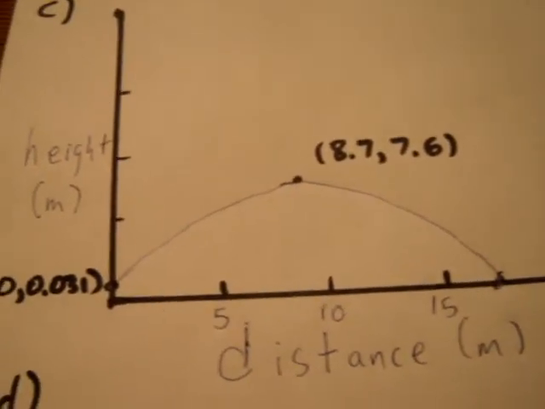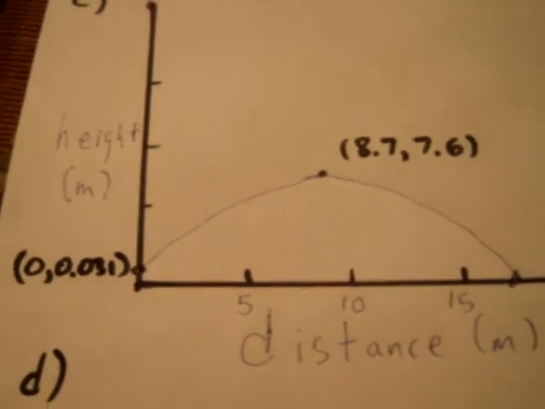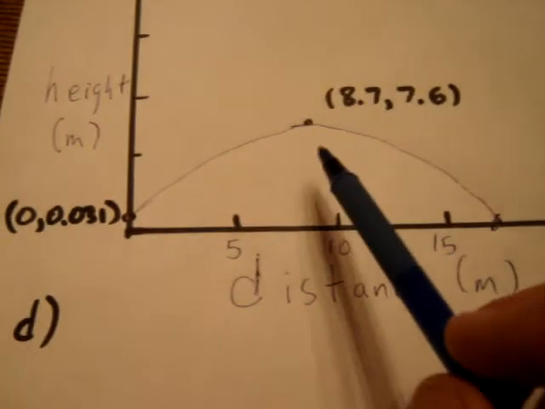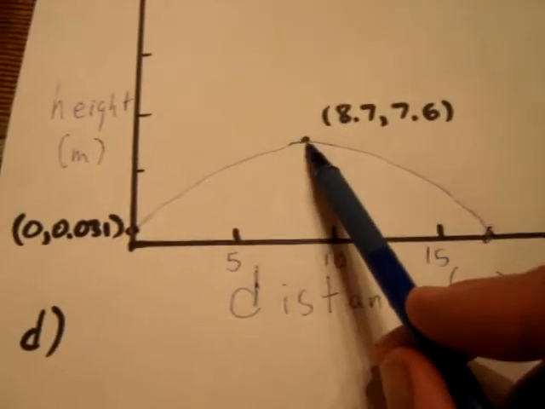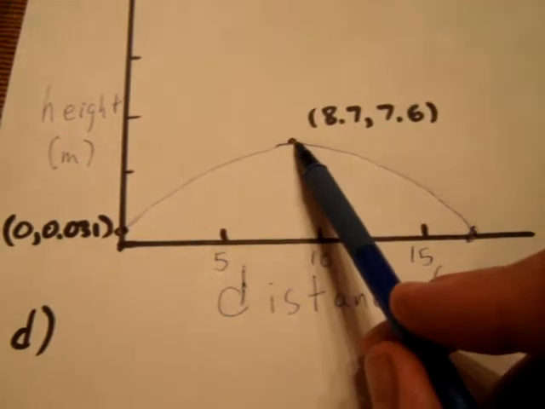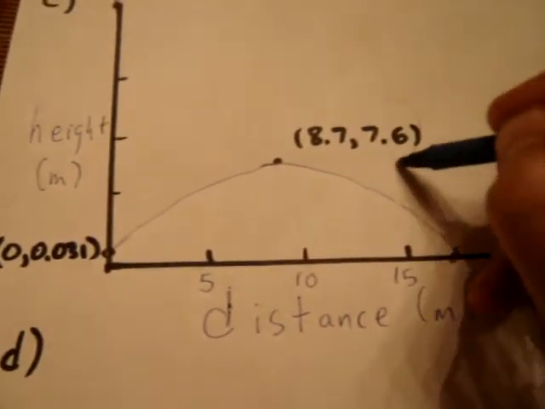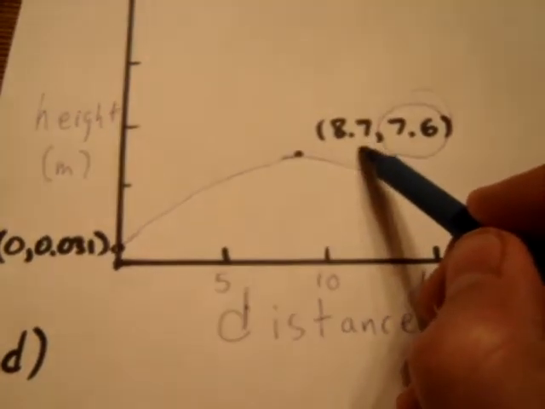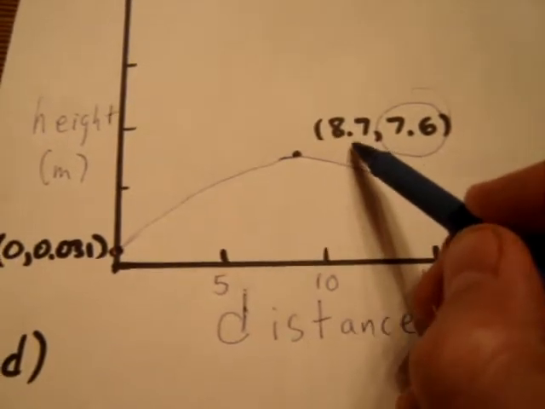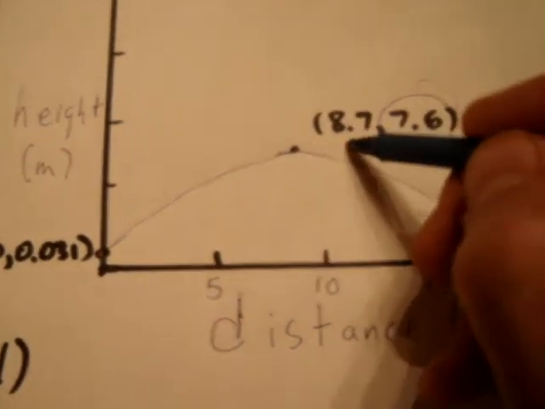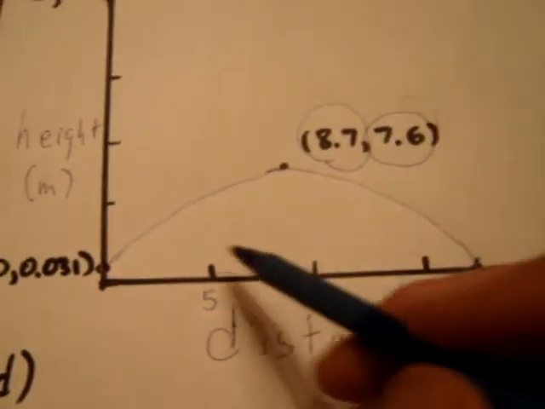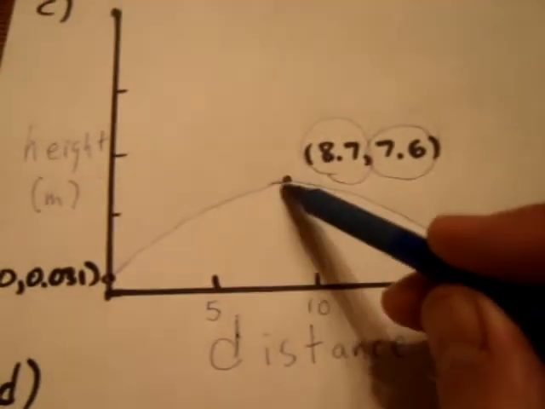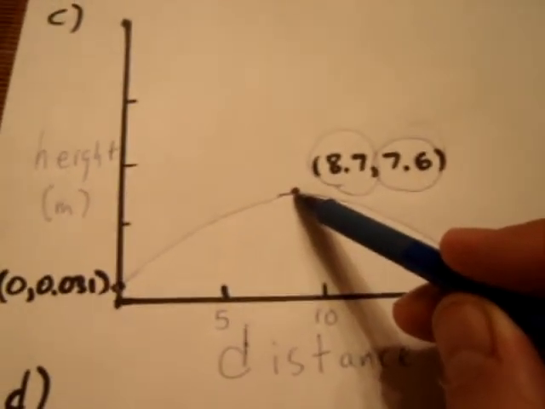And finally, it says, what does the vertex represent in terms of the football's path? This is question D. Well, I would suggest to you that the vertex represents the maximum height achieved by the football, which is 7.6, as well as the horizontal distance required to achieve that maximum height, which is 8.7. So it actually tells you quite a bit. It tells you that once the ball's traveled 8.7 meters horizontally, it'll be 7.6 meters in the air, and then it's going to start coming down.